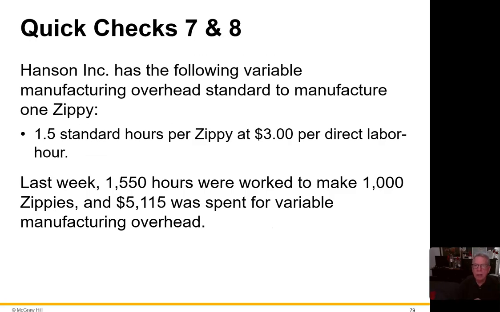Okay, so let's do some quick checks. Hansen has the following variable manufacturing overhead standard to manufacture one zippy. Here we have 1.5 standard hours per zippy at $3 per direct labor hour. And last week we used 1,550 hours to make 1,000 zippies, and $5,115 was spent for variable manufacturing overhead.